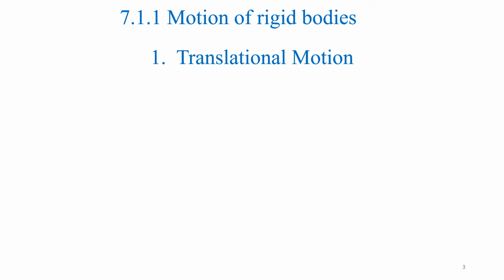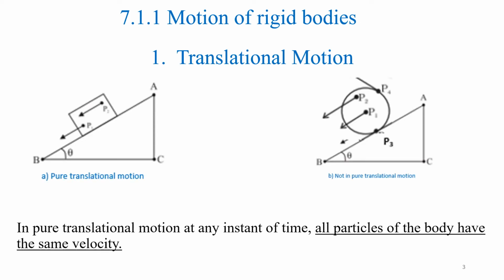Let us begin with a rectangular block sliding down an inclined plane without any sidewise movement. It is shown in figure A here. This block is taken as a rigid body. Its motion down the plane is such that all the particles like P1, P2, etc. move together. That is, they have the same velocity at any instant of time. The rigid body here is in pure translational motion.